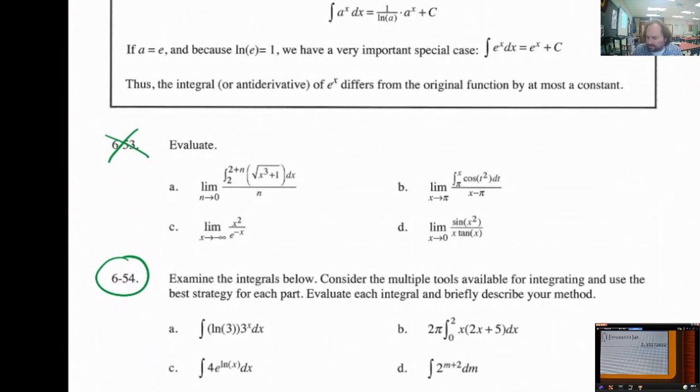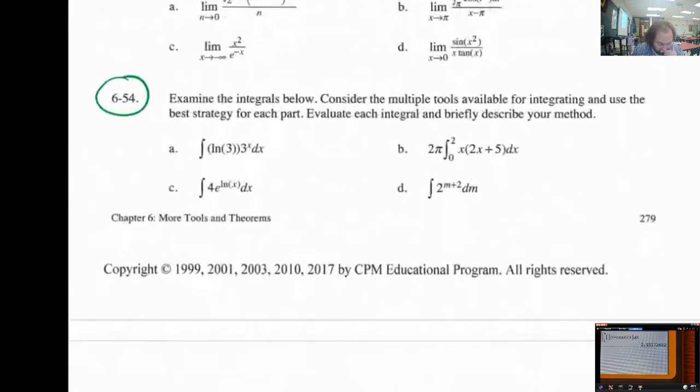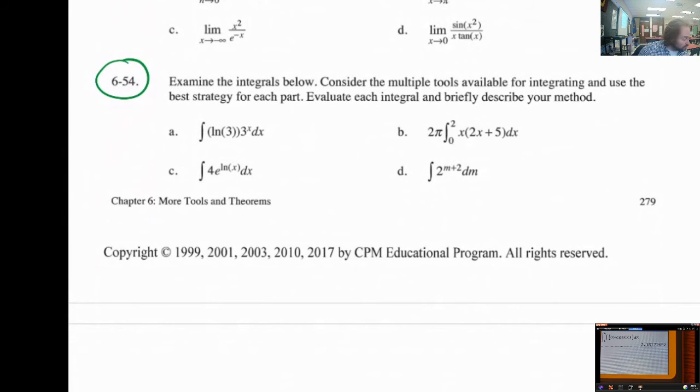I really want you to see it, but in the interest of time, you could just use L'Hopital's rule for these things because it is 0 over 0. These limits are not very important, and they are not representative of what you'll see on your AP Calc test anyway. So 654 is the next thing. We're going to evaluate these integrals using whatever strategies we have ahead of us. So let's get into it. Last problem of this video.